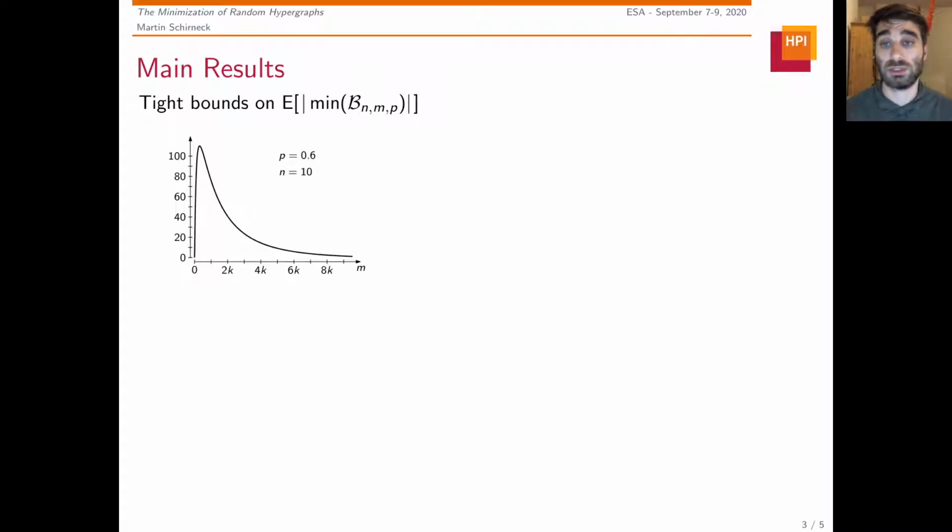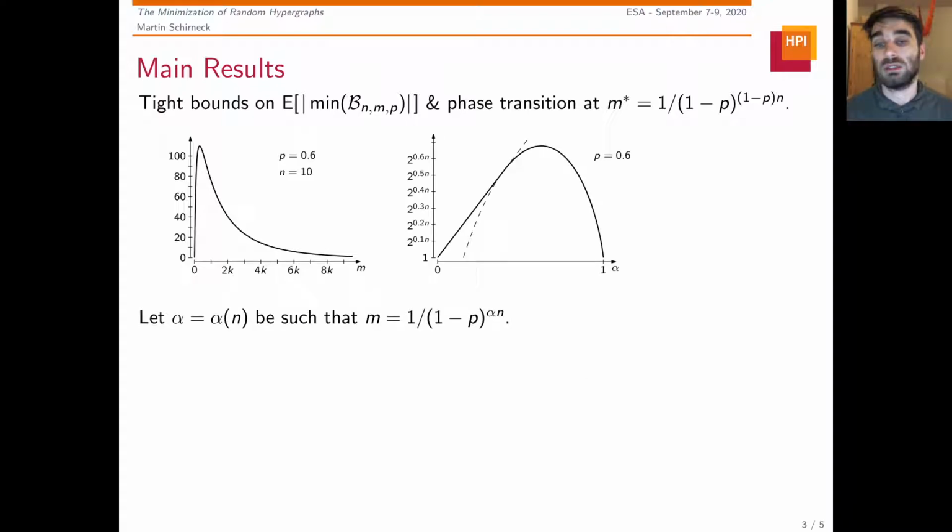Also, our analysis discovered a phase transition happening in this minimization around the time m reaches 1 divided by (1 minus p) to the power of (1 minus p)n. In this plot, that would be somewhere very close to the origin here, so you wouldn't see anything. So a better visualization is that you define alpha to be the linear scaling of the exponent of m, and then look at the size of the minimization as alpha increases from 0 to 1.